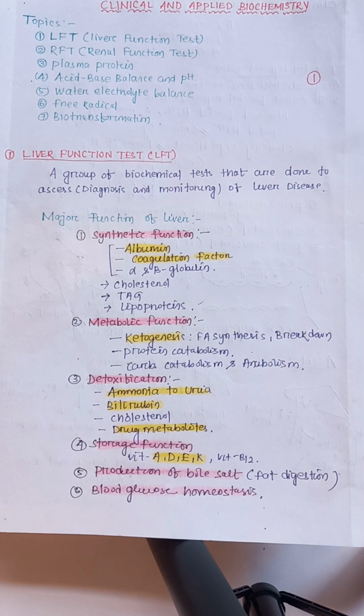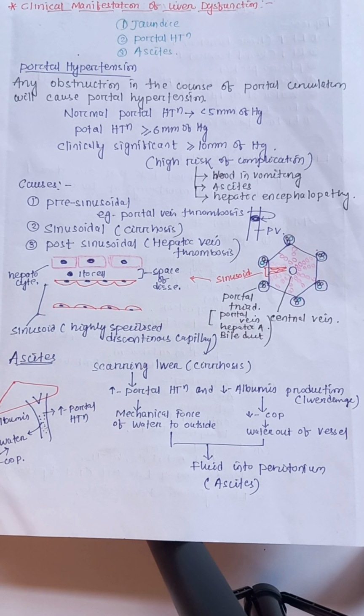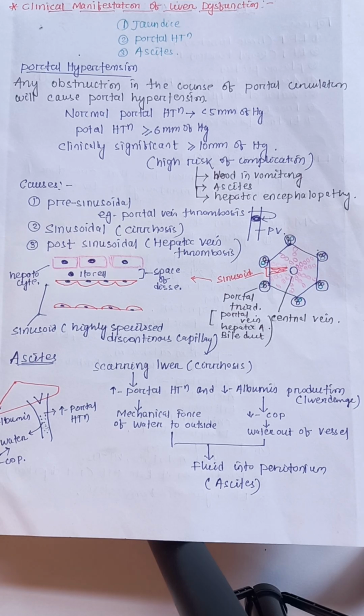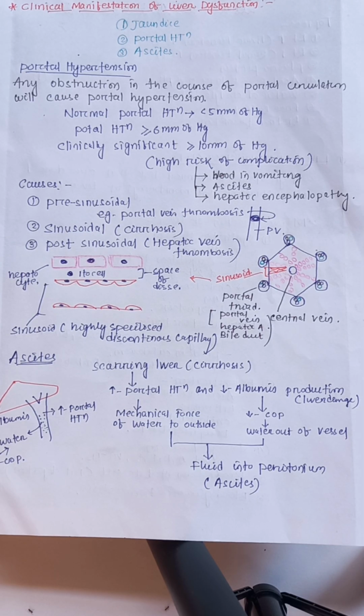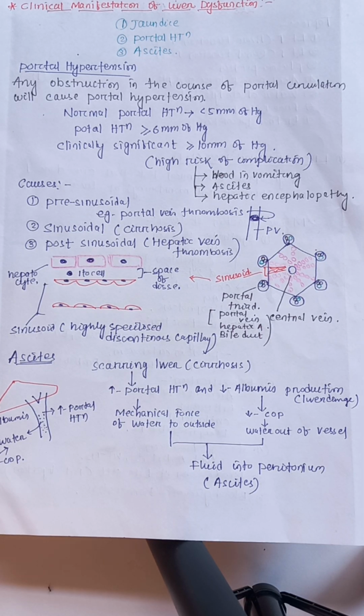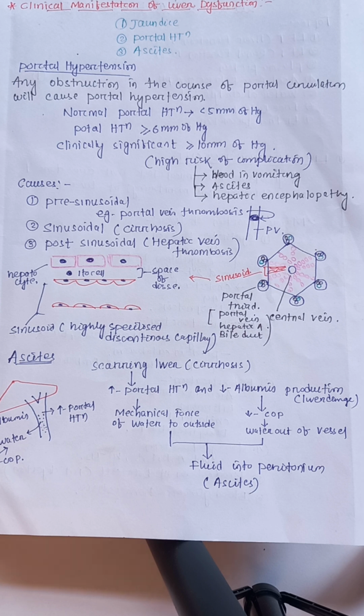Let's see the other complications of the liver. The clinical manifestations of liver disease are jaundice, portal hypertension, and ascites. You know about jaundice, so let's see what portal hypertension is. Any obstruction in the course of portal circulation causes portal hypertension. Normal portal pressure is less than 5 mm Hg; if it is greater than 6, it causes portal hypertension. But clinically significant manifestations come when it is greater than 10 mm Hg, which may cause blood vomiting, ascites, and hepatic encephalopathy.